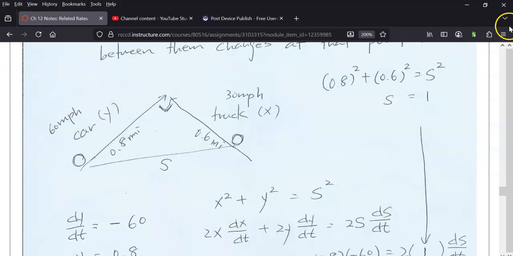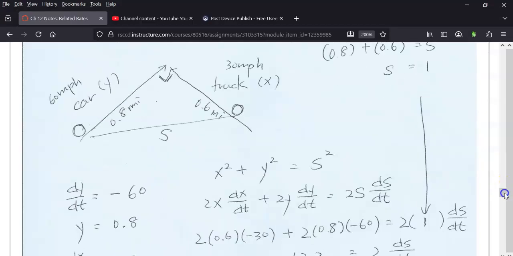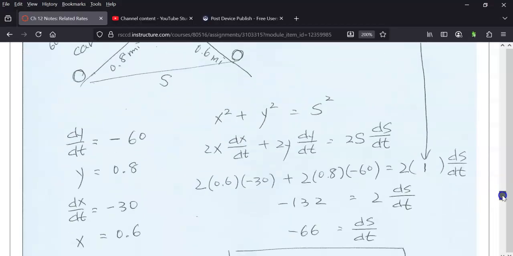Now, be careful. Even though it says the car is approaching at 60 miles per hour, it didn't say what direction. If you think about it, the car is approaching, so that means y is getting smaller and smaller. That's why dy/dt is negative 60. You need to figure that out. Even though it didn't say negative, it's implied that dy/dt should be negative. And then dx/dt will be negative as well, negative 30, and then you have all these numbers.